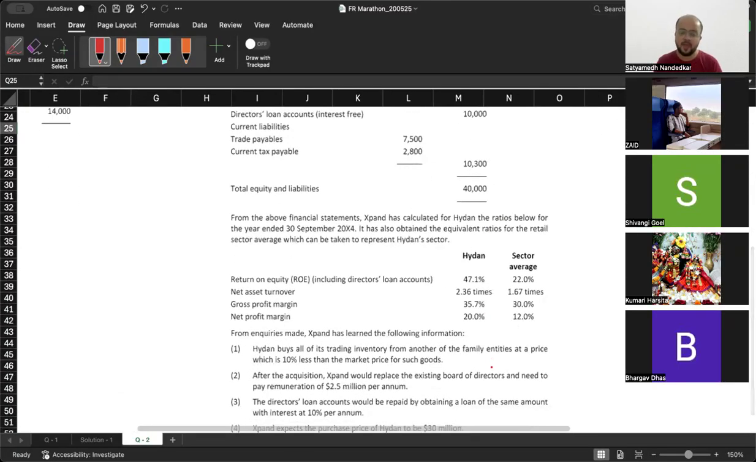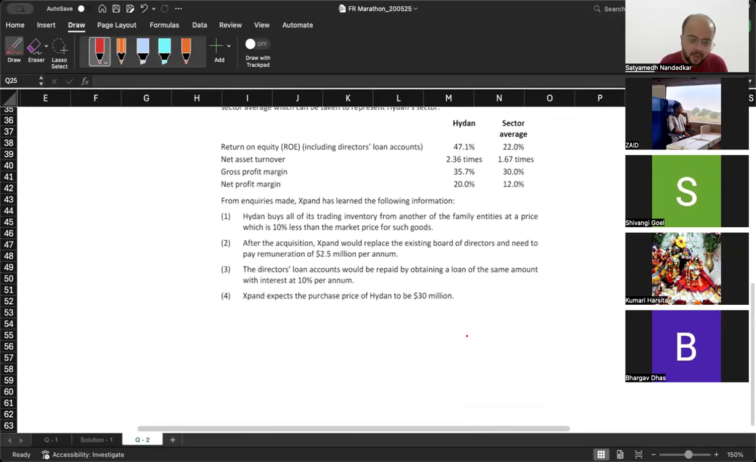Now, from the above financial statements, Expand has calculated for Hayden the ratios below for the year ended 30th September 2004. It has also obtained the equivalent ratios for the retail sector average, which can be taken to represent Hayden's sector. Return on equity, net asset turnover, gross profit margin, and net profit margin.